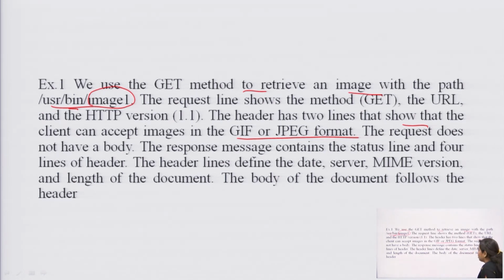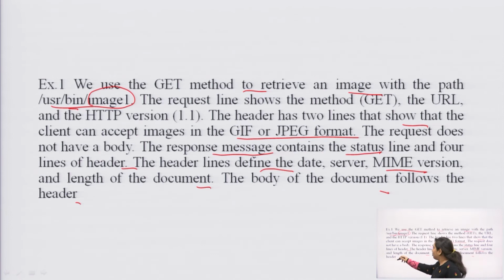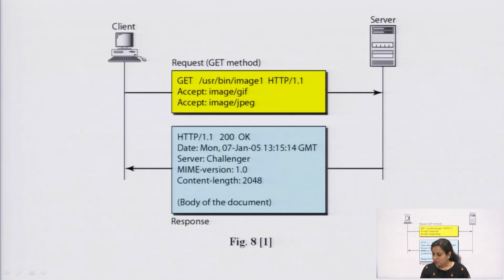So, the request does not have any body. The response message contains the status line and 4 lines of header. The header lines define the date, server, MIME version and the length of the document. The body of the document follows the header. So, this is how you have to design the request and response message.